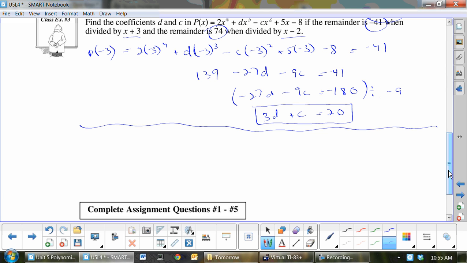So I would be doing P of what? So P of 2 equals 2 times 2 to the 4th plus D times 2 cubed minus C times 2 squared plus 5 times 2 minus 8. And that's all going to equal 74.